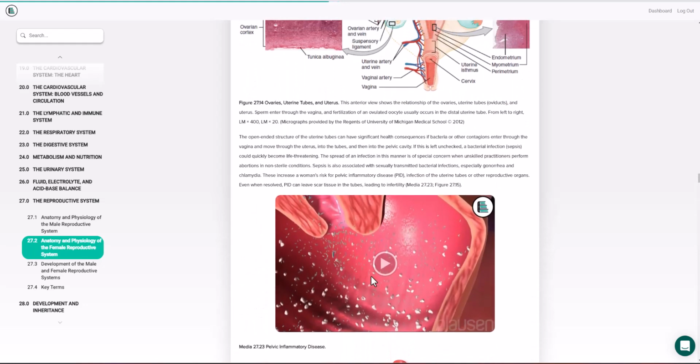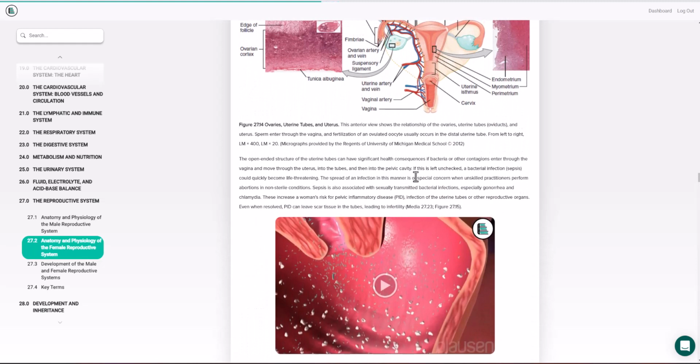Little story here about some potential issues with sexually transmitted diseases and things. I will not be covering that.